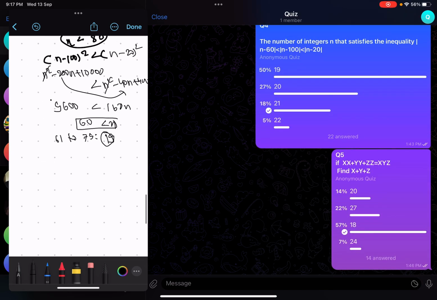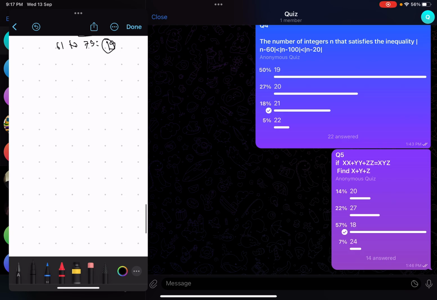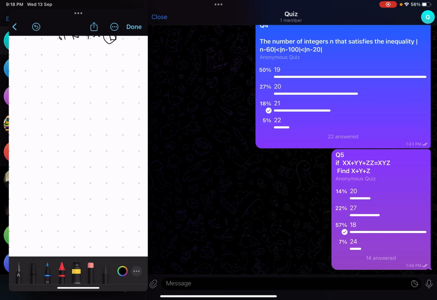Let's come to the last question. The last question is xx plus yy plus zz equals xyz, so this is a good one. This comes under the cryptarithmetic topic. Anyway, x, y, z are all single digits. I forgot to mention that they are single digits. So xx can be written as 10x plus x, yy can be written as 10y plus y, zz can be written as 10z plus z. And the right hand side, if we expand, we can write as 100x plus 10y plus z.